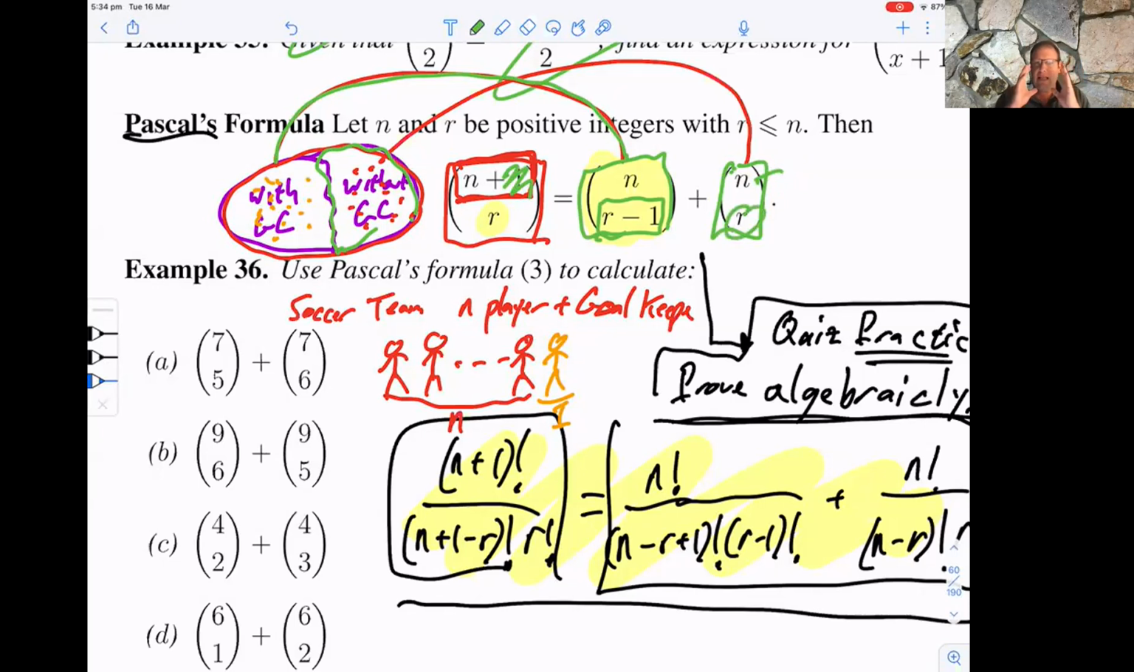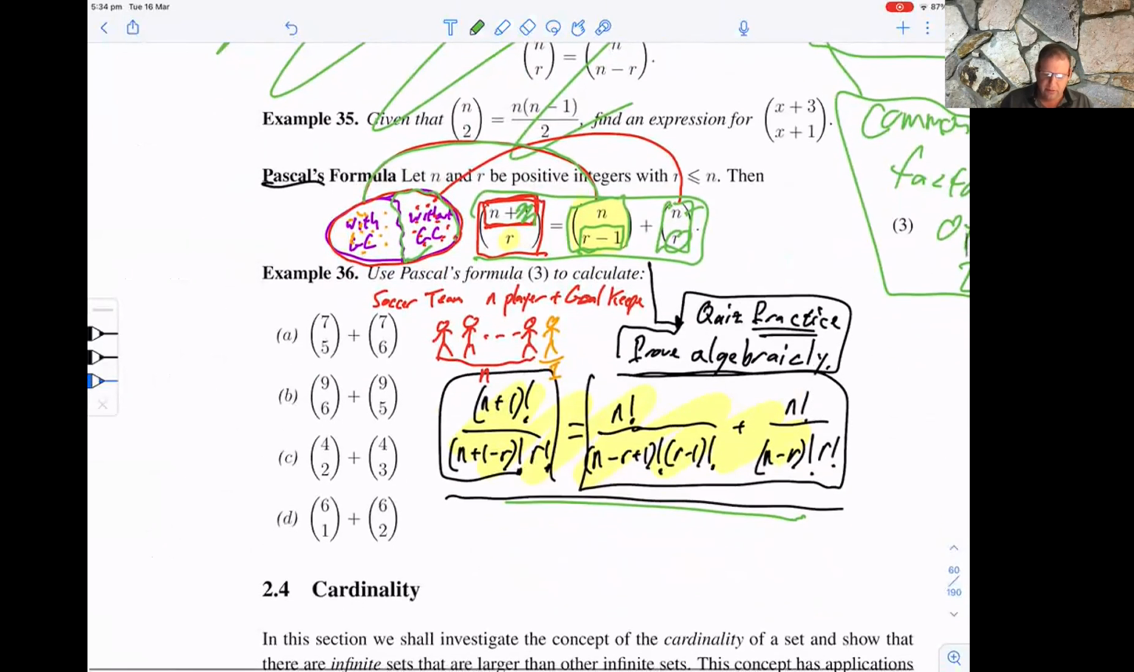So that's a combinatorial proof, which is just as valid as this algebraic proof that I'm asking you to do yourself, just to get a bit more algebra practice. Yeah, questions about that?